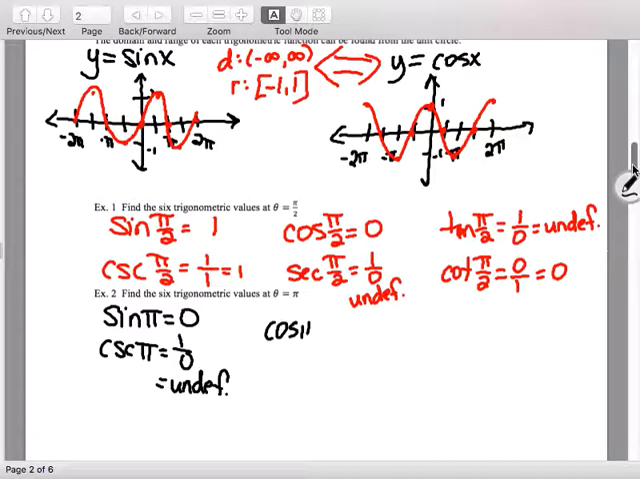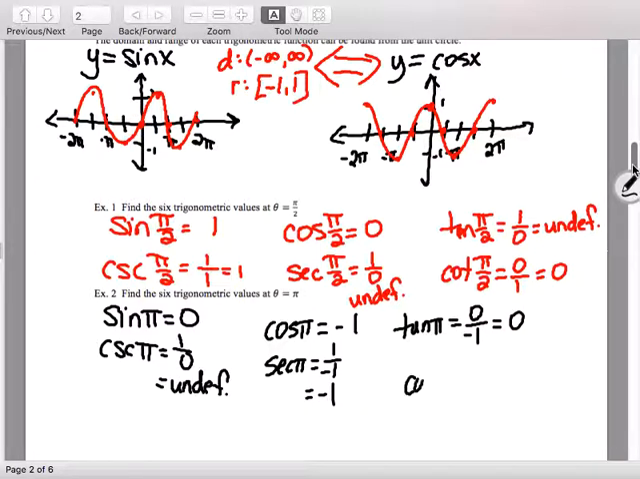What'd you guys get for cosine pi? Negative 1. Now secant pi is 1 over negative 1, which is negative 1. Tangent pi is sine over cosine, which is 0. And cotangent pi then would be the reciprocal, negative 1 over 0, which is undefined. All right, when you're ready, flip the page.